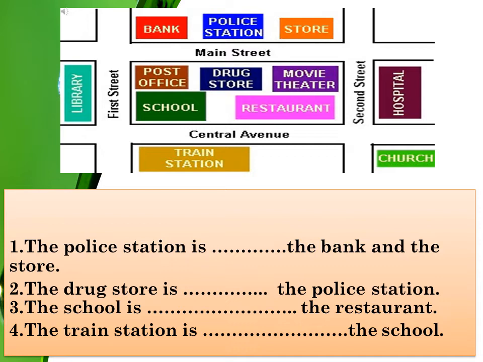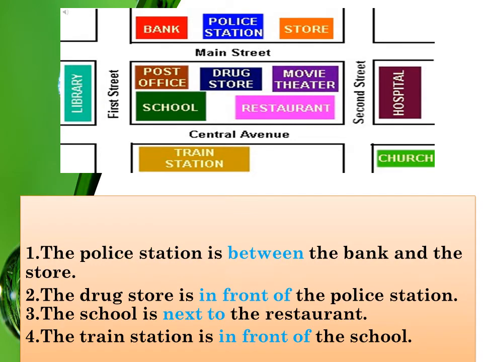Okay. Number 2, the drugstore is the police station. Number 3, the school is the restaurant. 4, the train station is the school. Okay, so we're going to use some prepositions and locate those places.